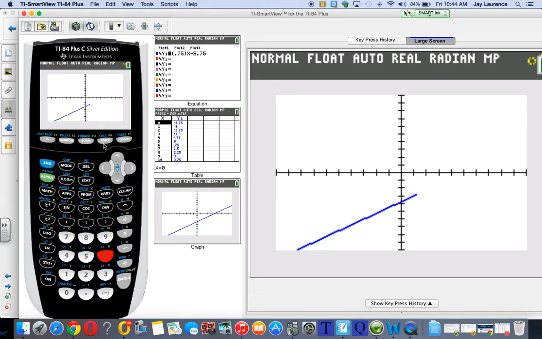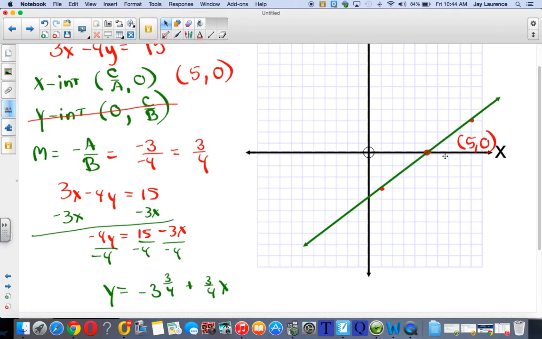And there's my pretty blue line. And we're going to trace. And look at that. My y-intercept is 0, negative 3/4. Now, my x-intercept was 5, I think. 1, 2, 3, 4, 5. Right? Was that it on my graph? Let's see here. Yep, 5, 0.